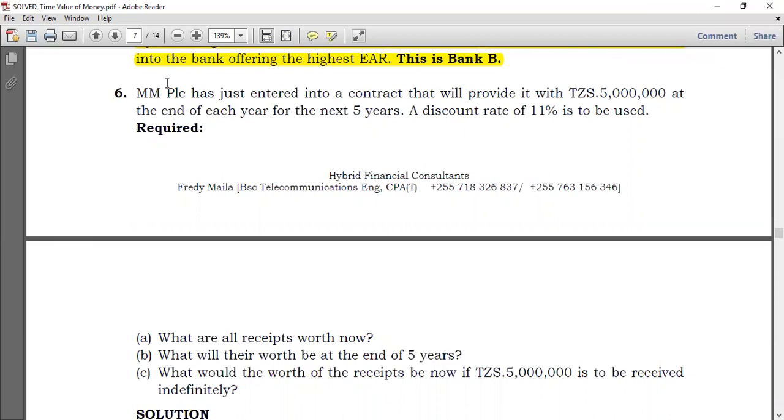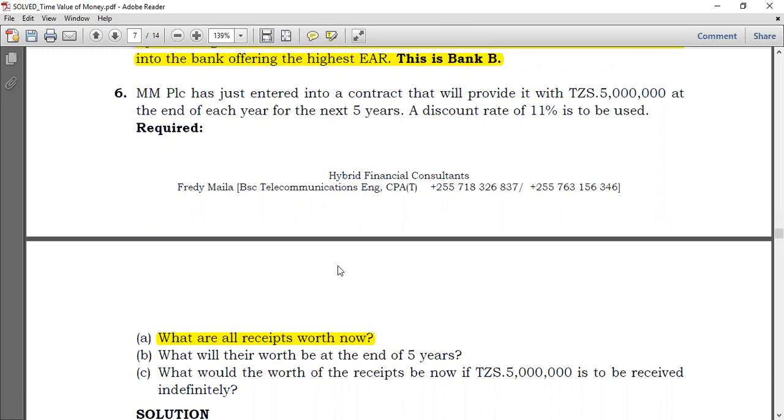Now we are told that an MPLC, example 6, has just entered into a contract that will provide it with 5 million at the end of each year for the next 5 years. A discount rate of 11% is used. Required now: what are all the receipts worth now?